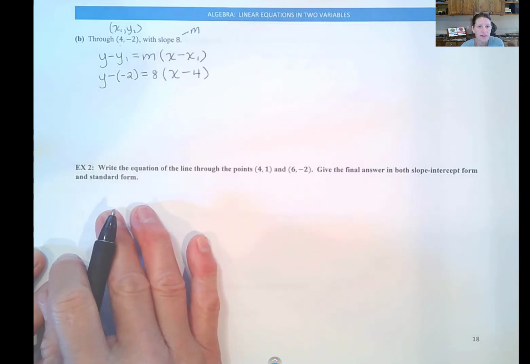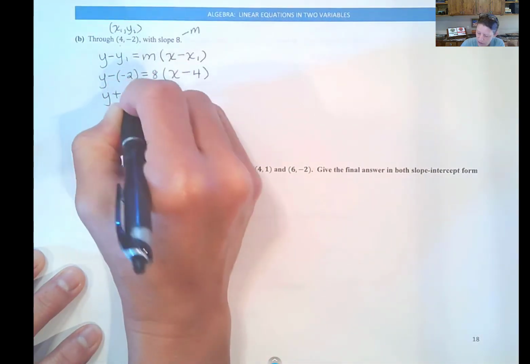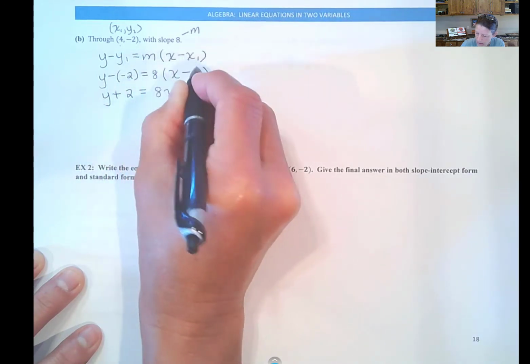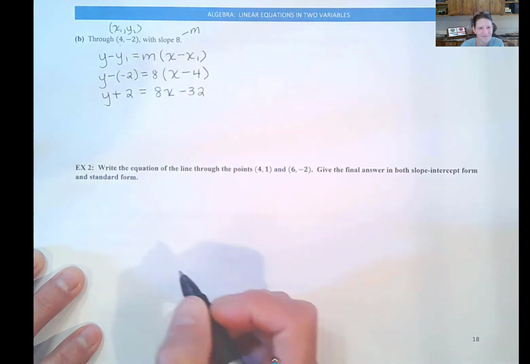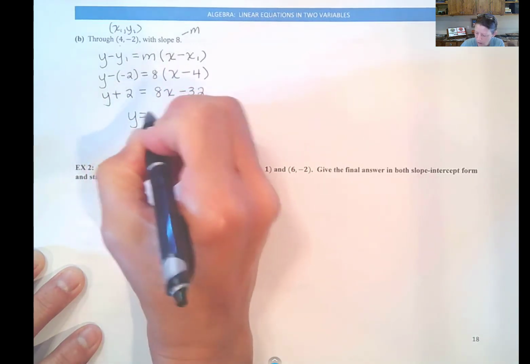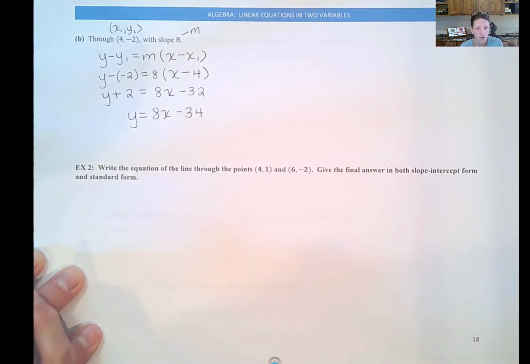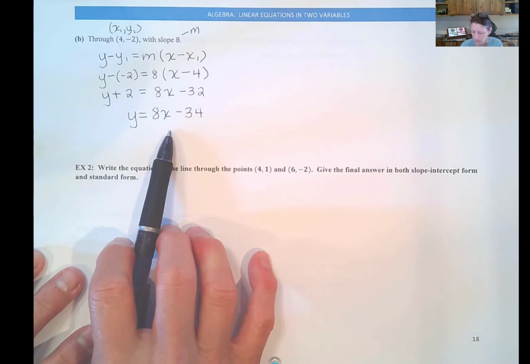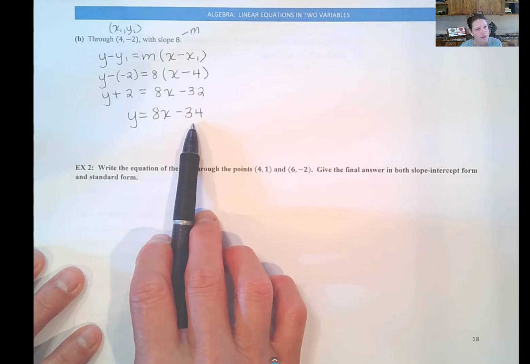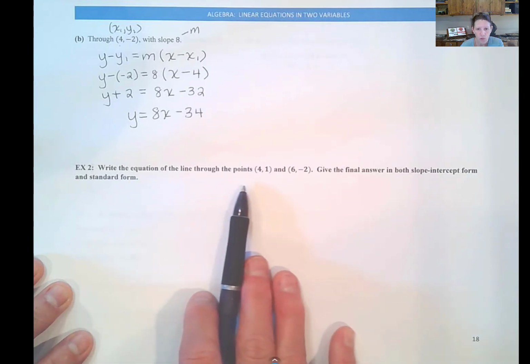Now we simply need to write it in slope-intercept form by solving for y. y minus negative 2 is y plus 2. Distributing the 8, we have 8x minus 32. Lastly, let's subtract 2 from each side. y is equal to 8x minus 34, and this is our slope-intercept form. Okay, it's slope-intercept form because we see the slope, it's 8, and we see the y value of the y-intercept, negative 34.